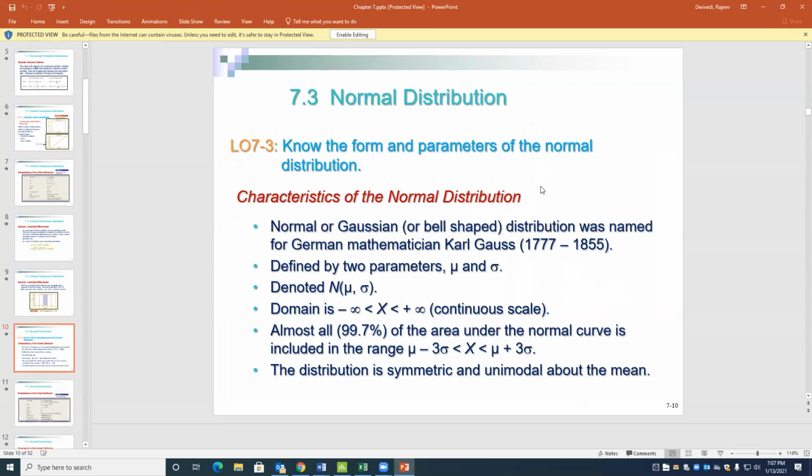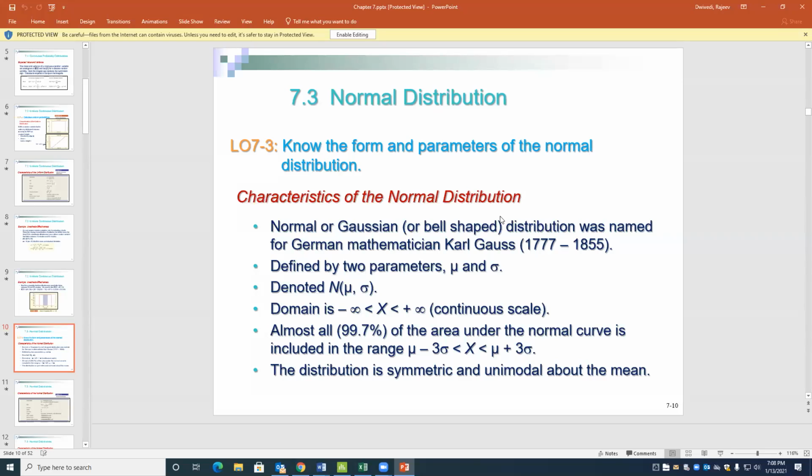Now, after this, a very important thing that works everywhere in our life is the normal distribution. It is also called the Gaussian, or the bell-shaped curve. It was given by the German mathematician Carl Gauss. So it has different names: Gauss distribution, normal distribution, bell-shaped curve.